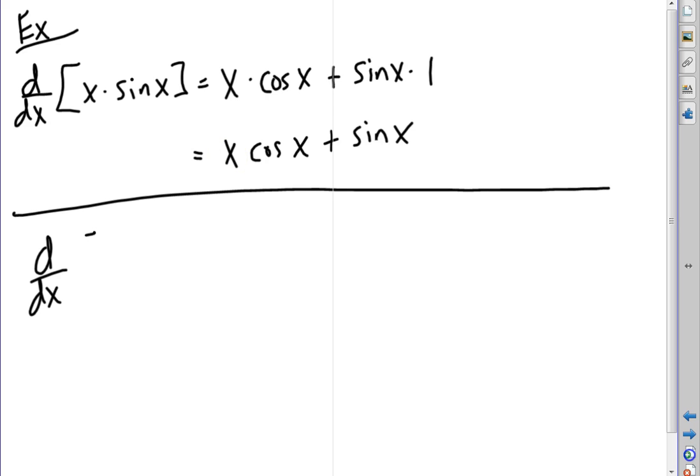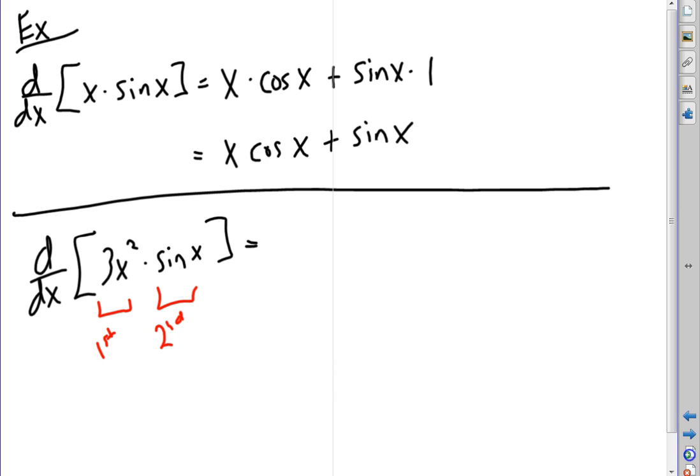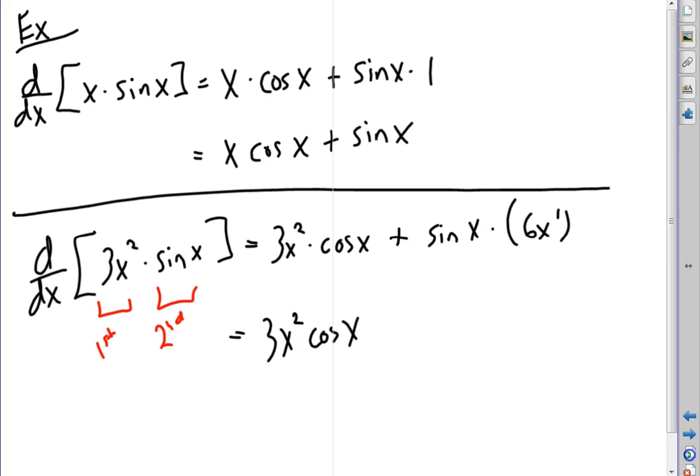Then we have another problem that we can do. Derivative with respect to x of 3x squared times sine x, where the way that you're going to look at this is we have a first function, 3x squared, and a second function, sine x. So the first, 3x squared, times the derivative of the second, which is cosine x, plus the second, sine x, times the derivative of the first. Derivative of 3x squared is 6x to the first.